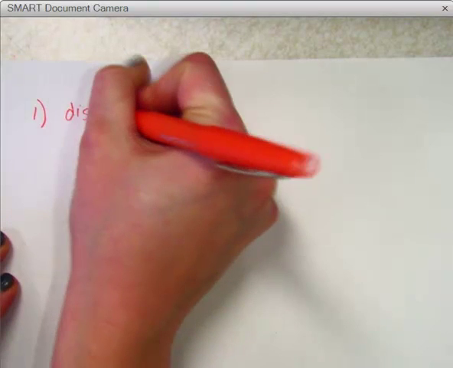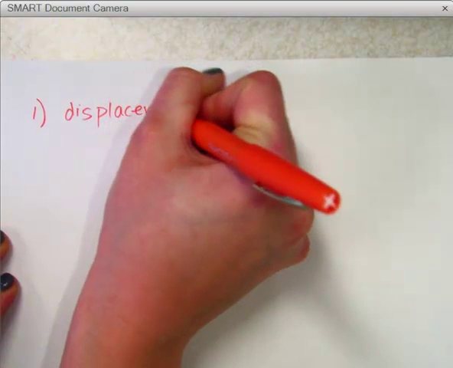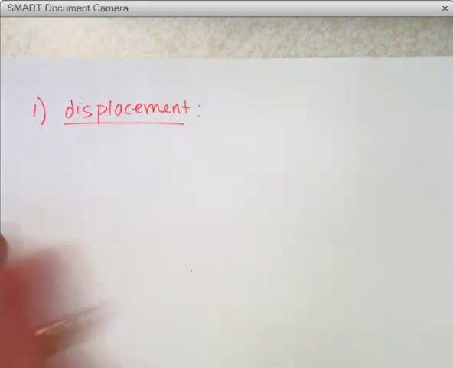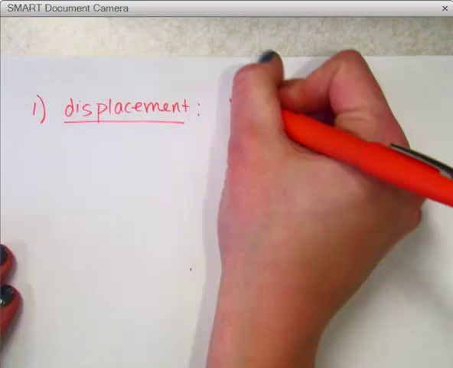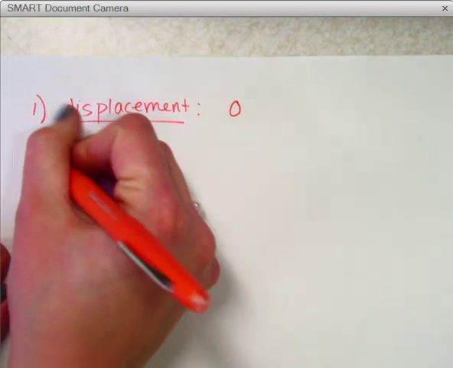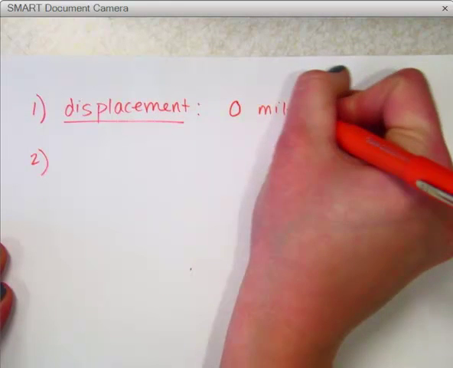All right, so to answer the first question, the car's displacement, I actually want you to write down displacement. And remember from yesterday, displacement is where you are relative to where you started. So our car traveled 1.5 miles away, but the car came back. So what's the total displacement? 0. And the unit on that would be miles.